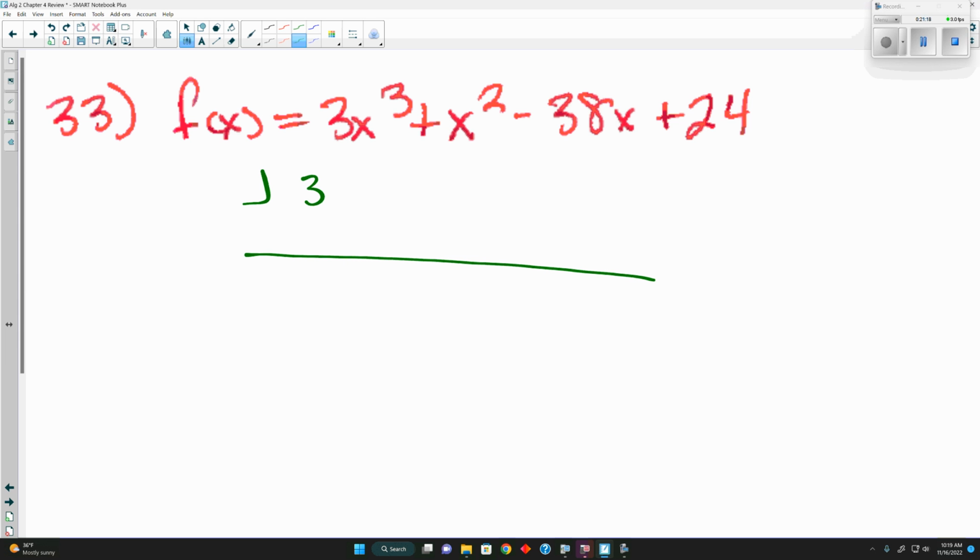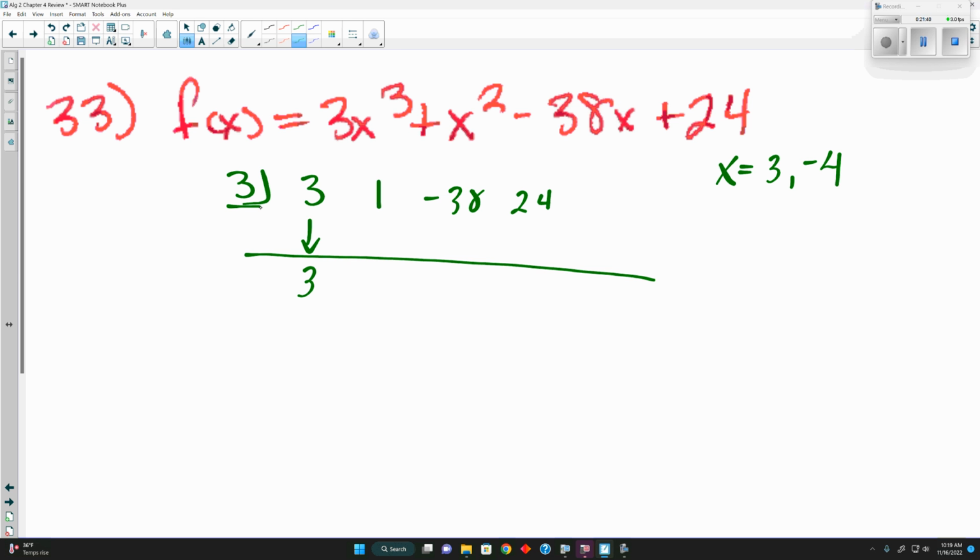Three for x cubed, 1 for x squared, -38, and 24. And we said x is 3 and -4. Which one of those two do we want to use first? Doesn't matter, we just got to pick one. 3. And we can do our synthetic division.